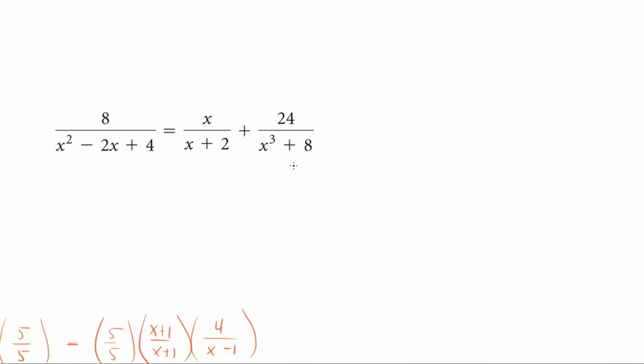So let's see, x cubed plus 8. Well, this one is a sum of cubes. Just like there's difference of squares, there's also sum of cubes. This becomes a plus b times a squared minus a times b plus b squared.